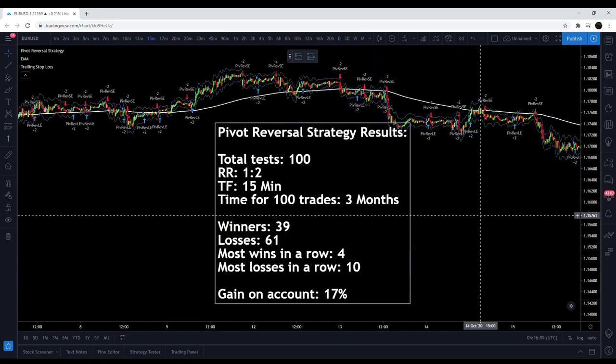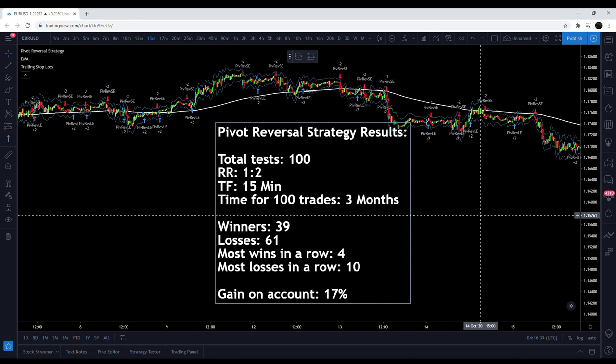The results are in with the pivot reversal strategy. After 100 tested trades with a 1-to-2 risk-reward ratio on the 15-minute time frame, which took 3 Meltzer price data to find those 100, there were 39 winners, 61 losses. The most wins in a row was 4, and the most losses in a row was 10. The gain on the account, 17%, closer to 10 if you factor in fees and spreads.